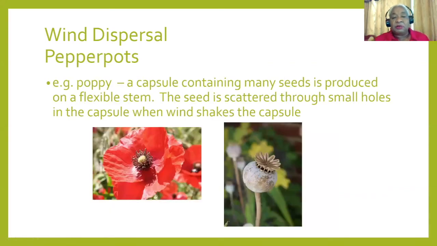Another method of wind dispersal: so we have wings, we have the parachute, and we also have what they call a pepper pot. I don't know why they call it a pepper pot, but here it is. You have this little pot-shaped structure with these little holes. And when the wind blows the stalk and the capsule, the seeds fall out of the holes. This here is of a poppy plant, and this is a poppy flower. And when all the fertilization is done, this is the seed capsule that it will produce. The seeds are produced in this capsule.